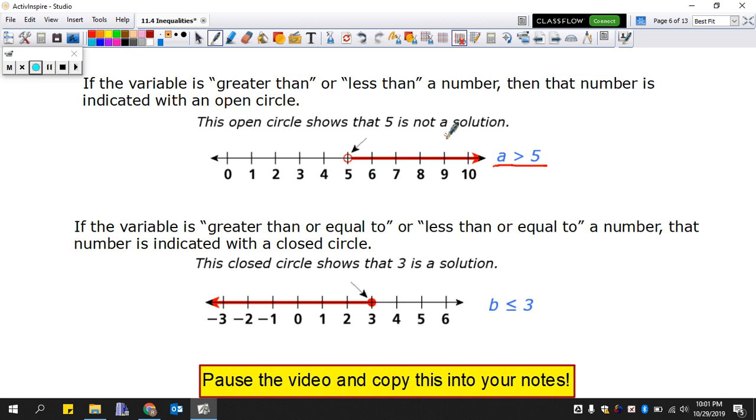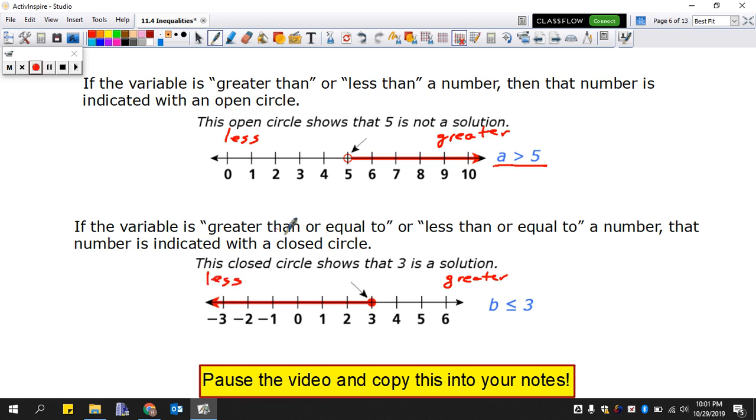Remember, going to the right means greater than. Okay? Going to the left is less than. So, as you can see here, going to the right is greater, and going to the left is less.